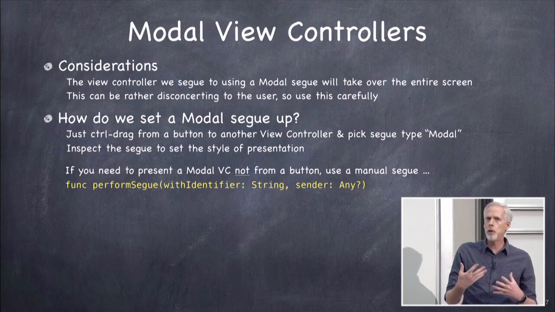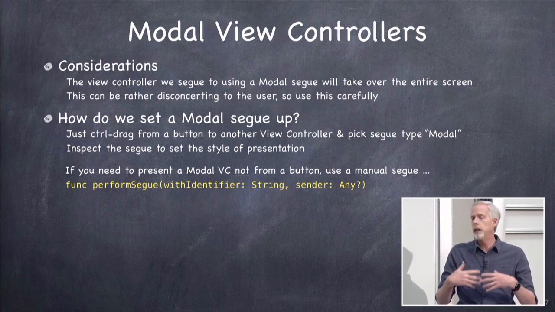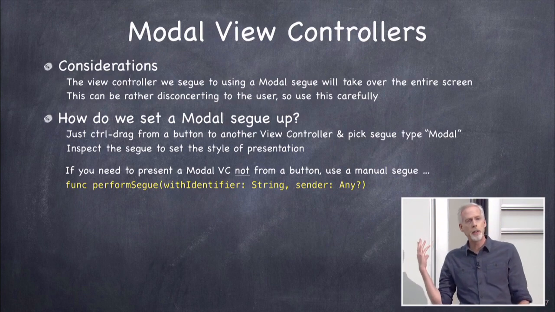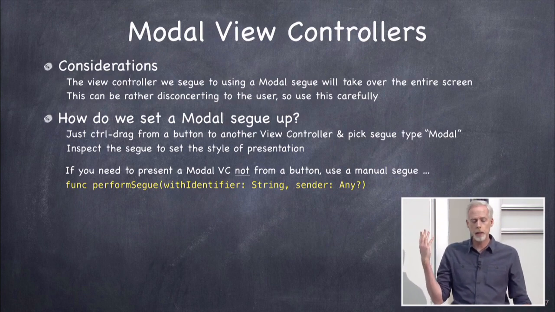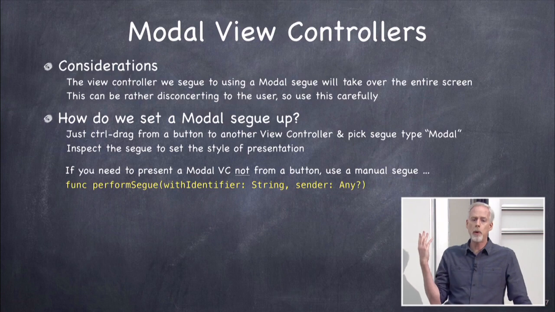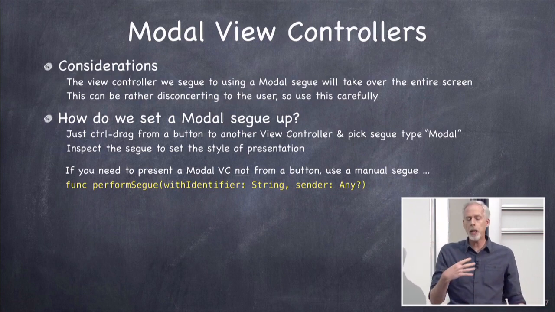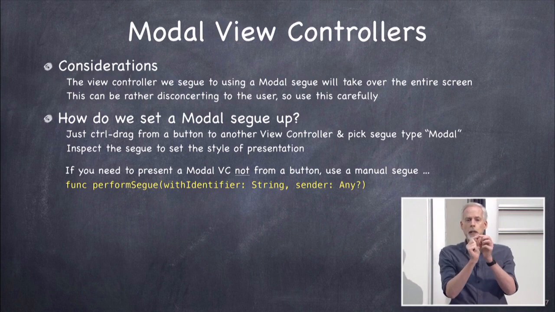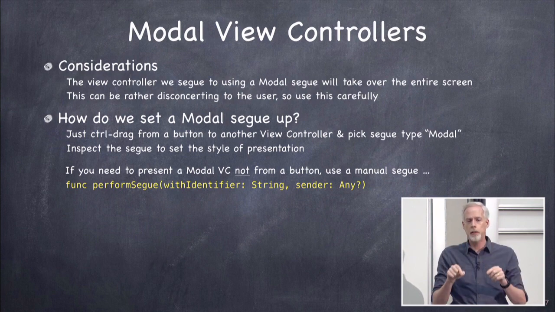But if for some reason you want to put something up modally from something else, basically from code, don't forget about this method that I actually talked about in a previous lecture called perform segue with identifier. You can set up a segue in your storyboard by just control dragging from the little view controller icon at the top of your scene, that little yellow thing. It's at the very top part of any scene in your storyboard.